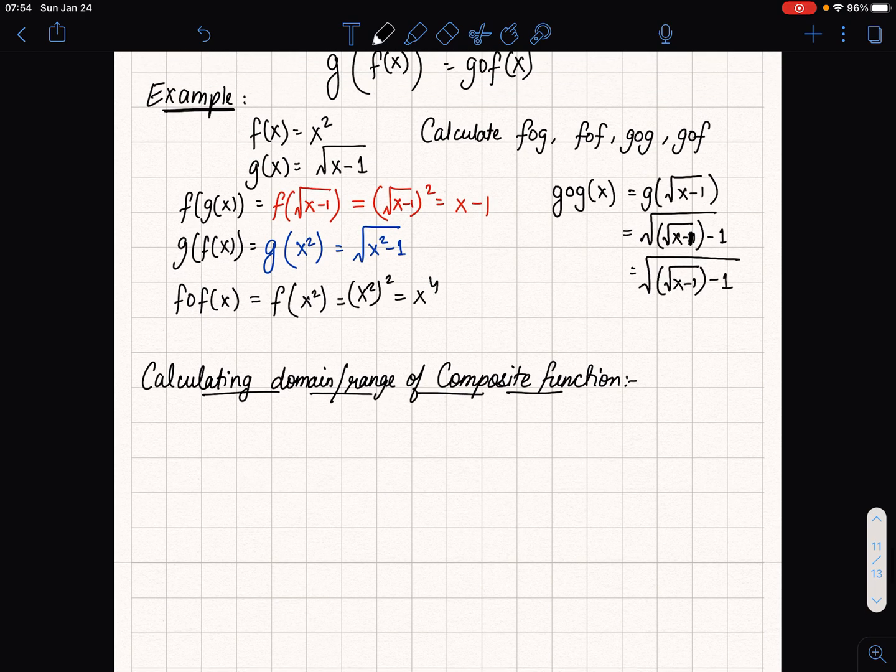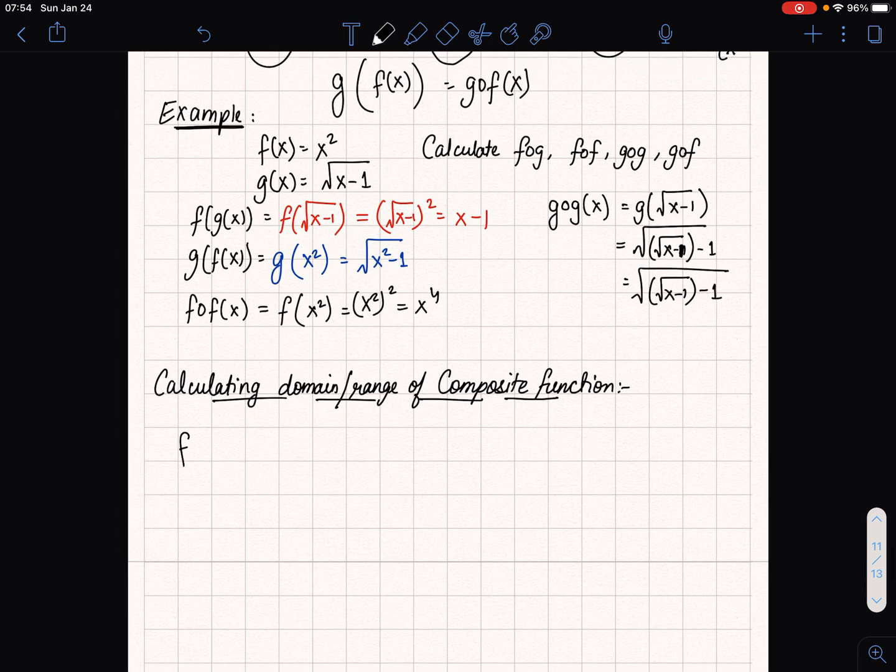Looking at these functions, you might want to calculate the domain of these functions. So calculating the domain and range of composite functions, you do not have to do much. It's only using the previous methods. So we have f of x considered to be x cube, while g of x to be say like x squared minus 5.